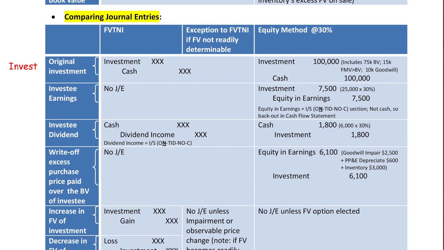For investment, draw an arrow which goes upwards. So investment increases under FVTNI. Same thing under the equity method. The investment account goes up.